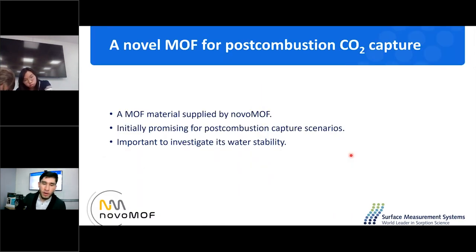I'd also like to go into a case study on a MOF for post-combustion capture provided by our industry partners, Novomof. This was a promising material for post-combustion capture scenarios, and we wanted to investigate also its water stability and co-sorption performance.